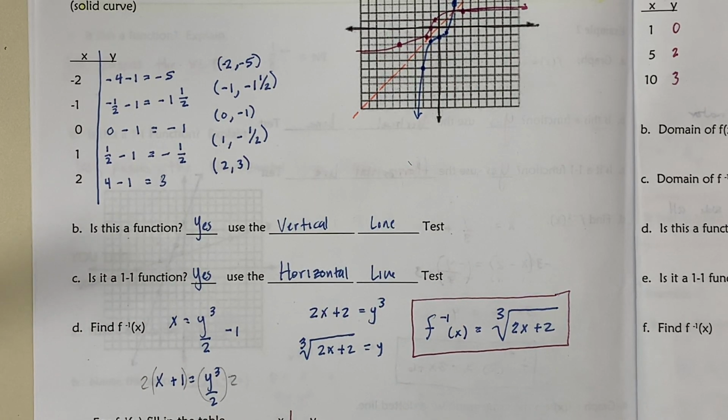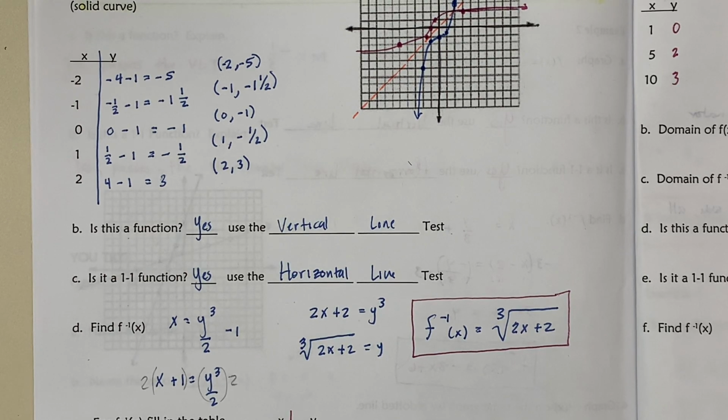To get rid of y cubed, you take the cube root of both sides. So we have the cube root of the quantity 2x plus 2 equal to y. And then I replace the y with inverse notation, which is f inverse of x, f to the -1 power of x. And it's equal to the cube root of the quantity 2x plus 2.